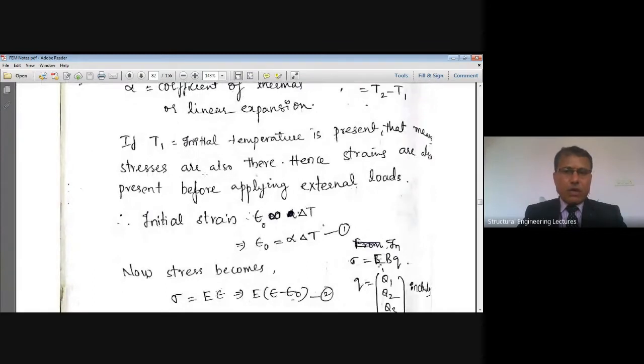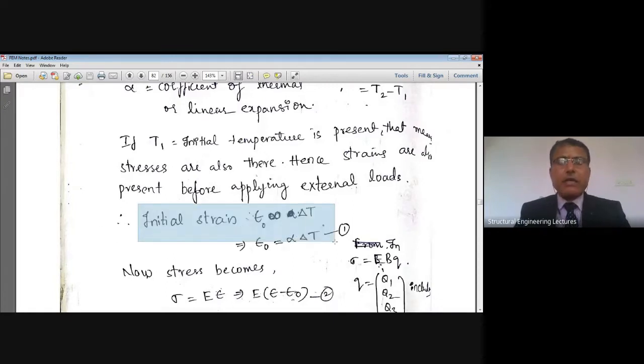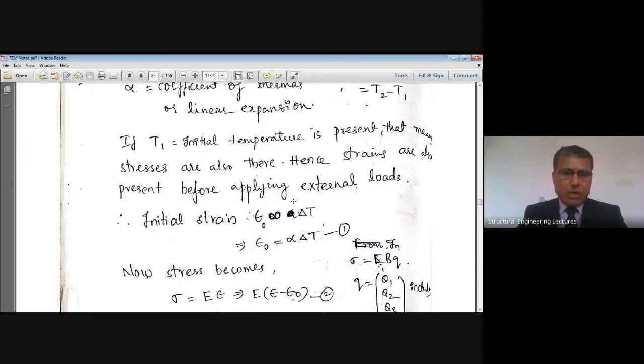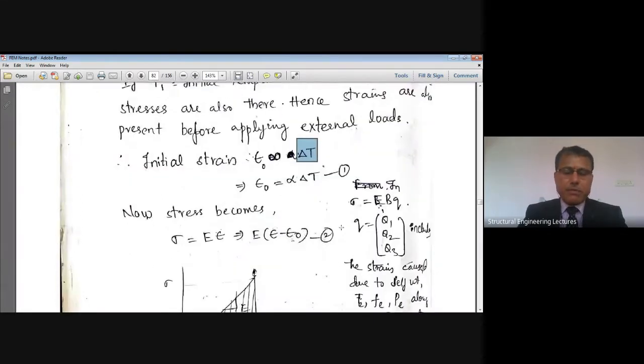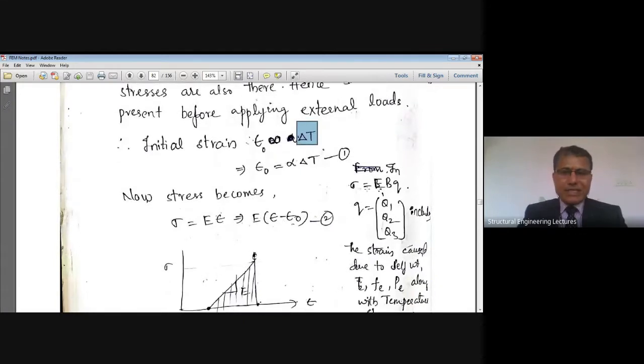this is what is referred to as an initial strain problem. Before application of the load itself there is a strain, which is called initial strain, notated by epsilon naught. That depends upon the change in temperature. Hence from strength of materials we already know that epsilon naught is equal to alpha multiplied by delta T, and the stress sigma is equal to E times epsilon.